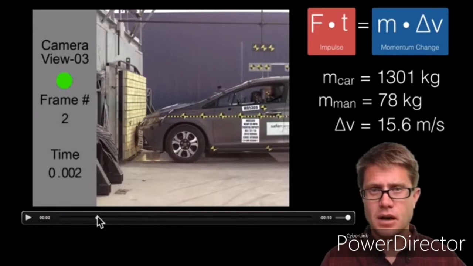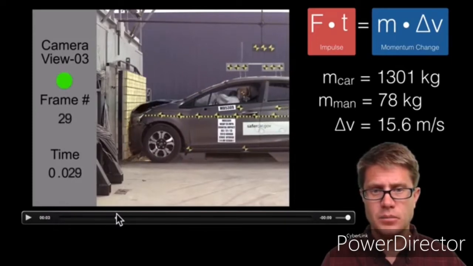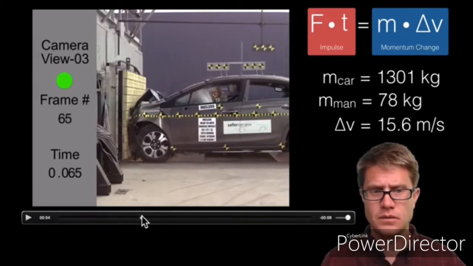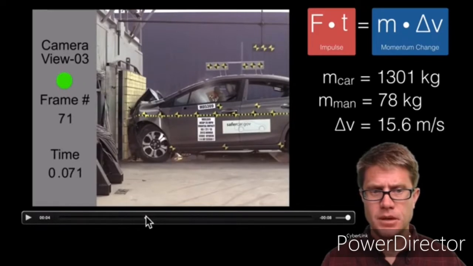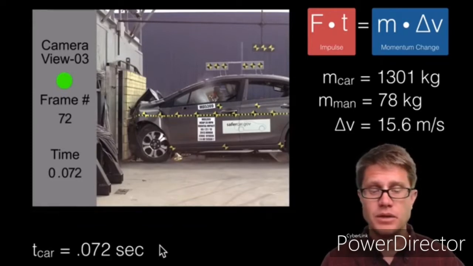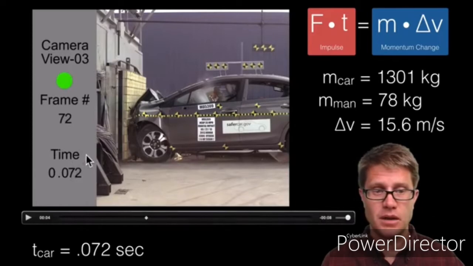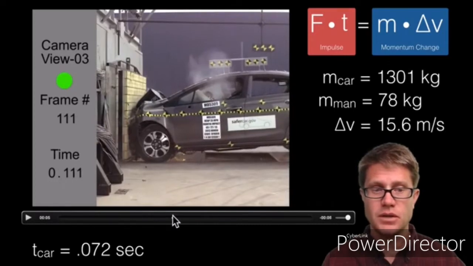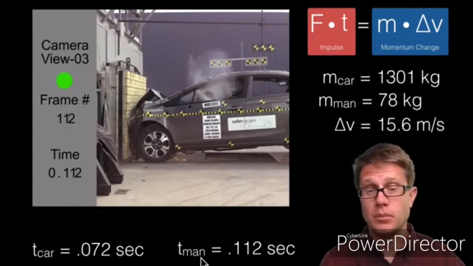And so just watch the car and figure out how long it takes for that car to completely come to rest. So let me keep moving. Right about there, the car has stopped moving. And so we could say that that change in time is 0.072 seconds. I'm getting that right here. But if I keep playing the video, you'll see that that person continues to move. They're still moving forward, and they don't come to a stop until around here. And so we could say their time of impulse is going to be 0.112 seconds.